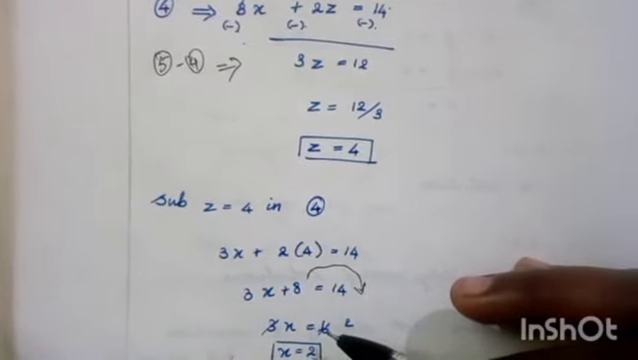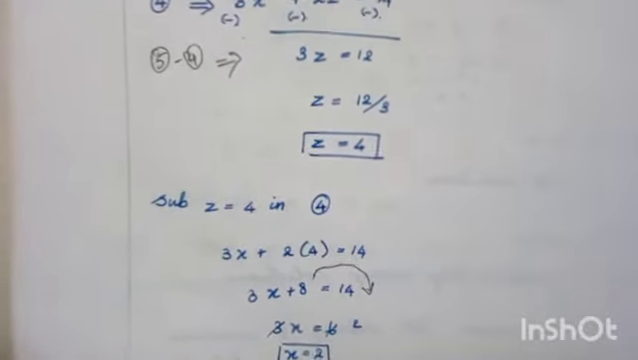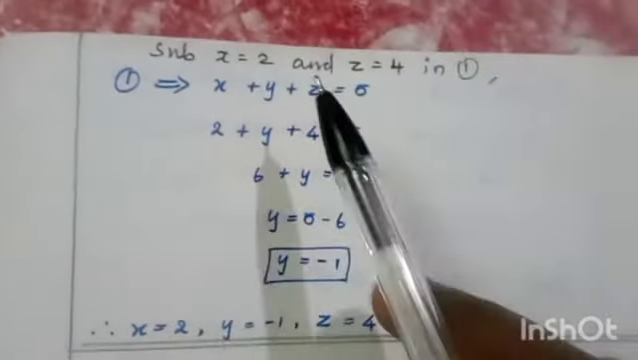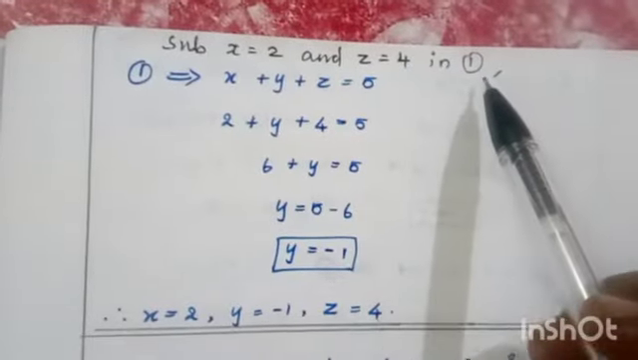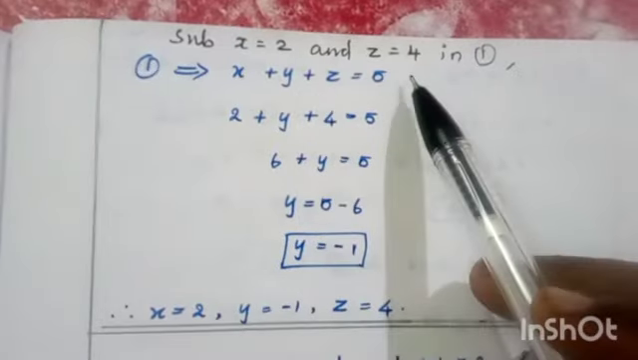Subtract 14 minus 8 is 6. So 1 3 is 3, 2 3s are 6. x is equal to 2. Now you have to substitute x equal to 2 and z equal to 4 in equation number 1.